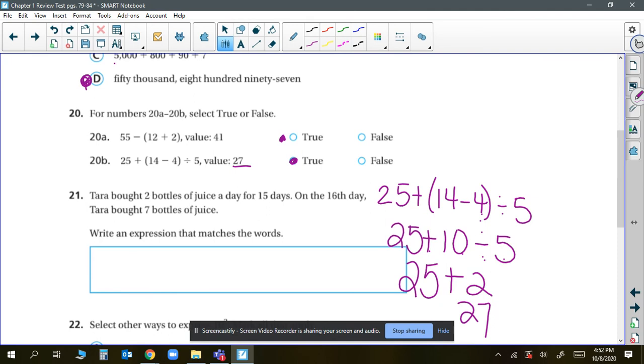All right. And then number 21, Tara bought 2 bottles of juice a day for 15 days. On the 16th day, Tara bought 7 bottles of juice. So they want an expression. Once again, expression. We don't have to solve it. We just need the expression. So 2 bottles of juice for 15 days. And then on the last day, she bought 7. So we're going to multiply the 2 times the 15, and then we'll add the 7. There's your expression.